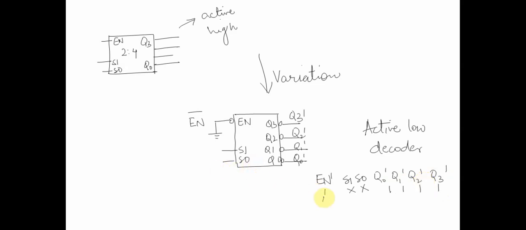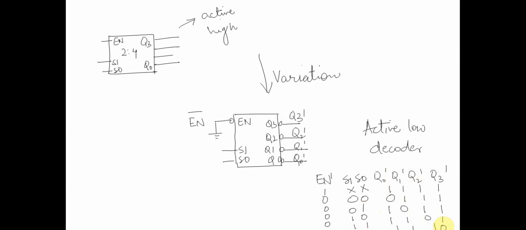Similarly, if enable bar is 0, then the decoder is functional, and depending upon the values of S1 and S0, only one of the outputs would be active. For 0 0, my Q0 would be active and the output Q0 bar would be 0. It's active low, so all the others being 1 means they are not active.